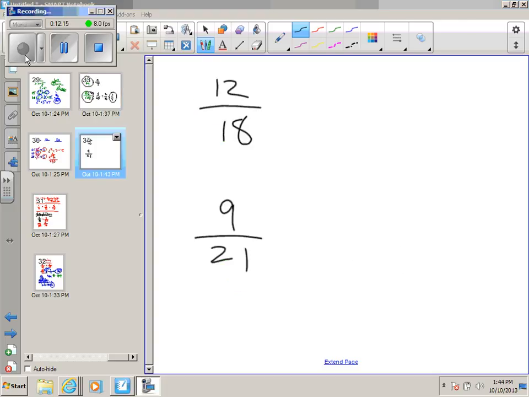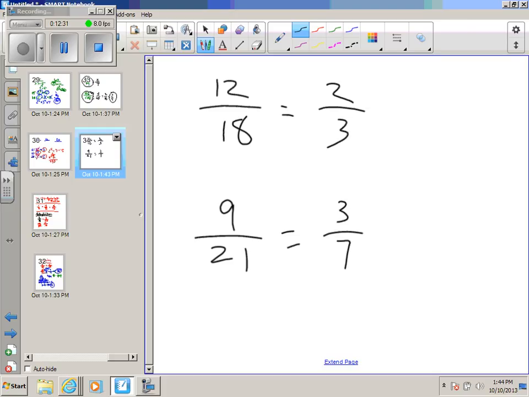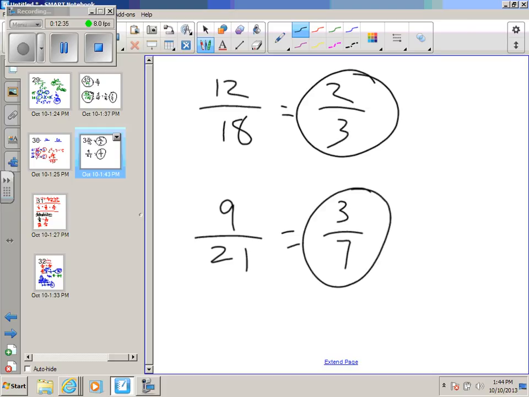12 and 18, what is their GCF? 6. So if 6 is their GCF, I should end up with 2/3. 9 21sts. 3 looks like their GCF to me, so Trinity? 3/7. Good. 2/3, 3/7.